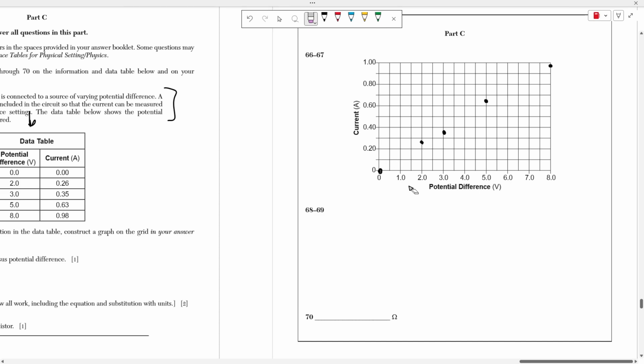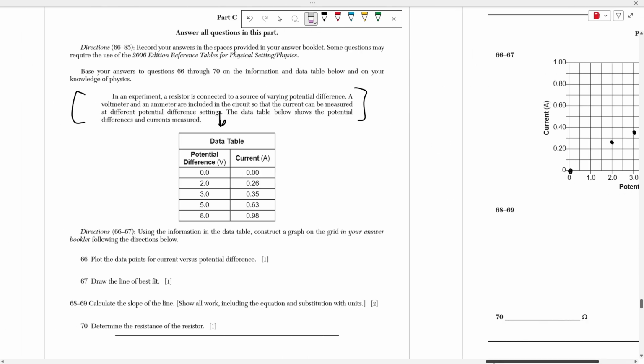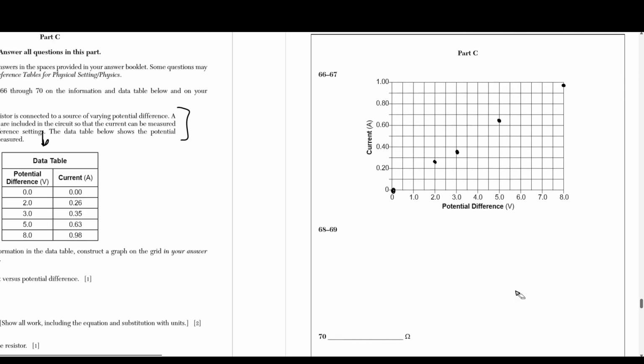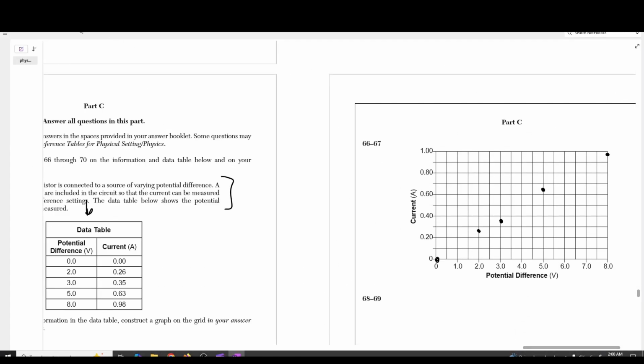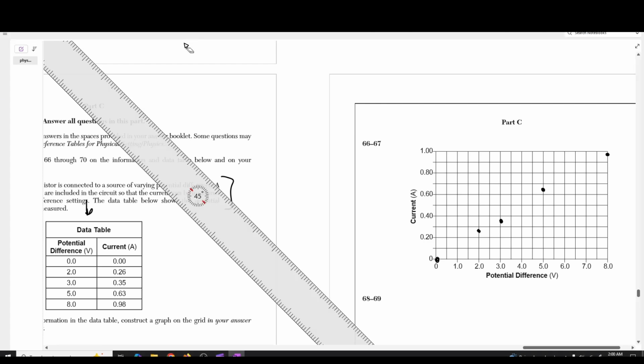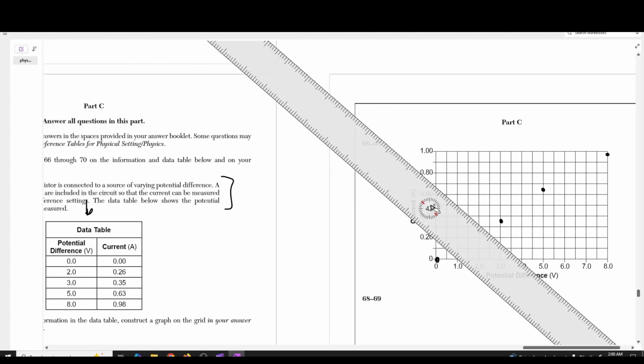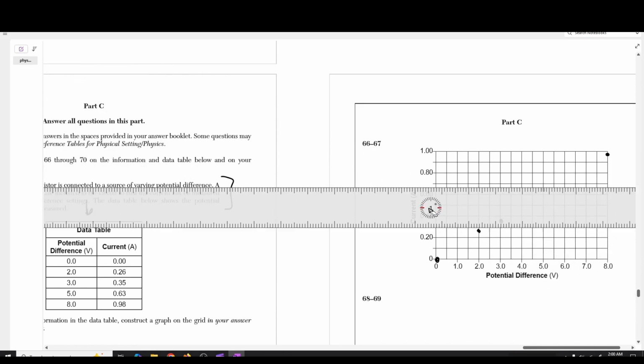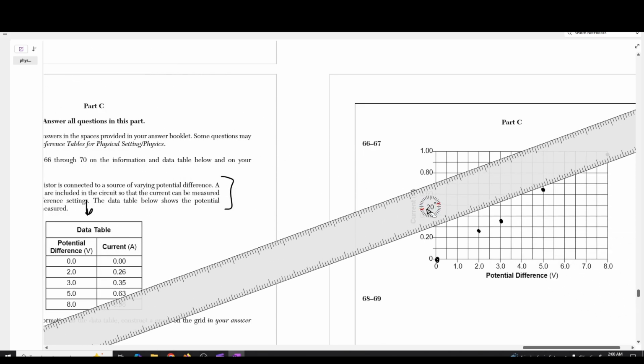So now that we have our points plotted, we get full credit for number 66, and now it's asking us to draw the line of best fit. In order to draw the line of best fit, I'm going to pull out my ruler and place it onto my graph, okay? And the trick with drawing the line of best fit is you want to capture as many points above the line as below the line.